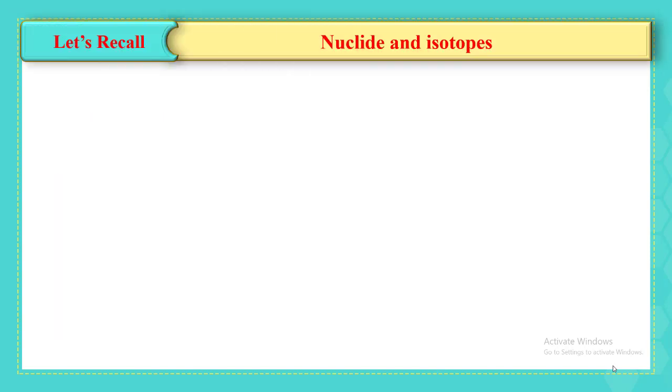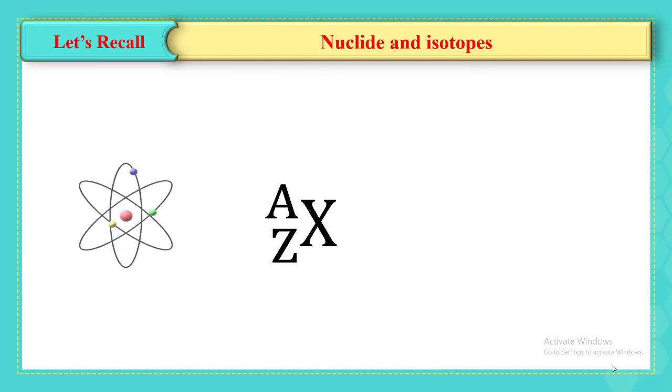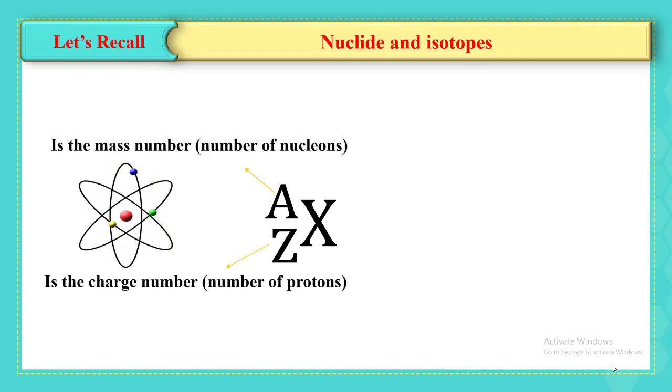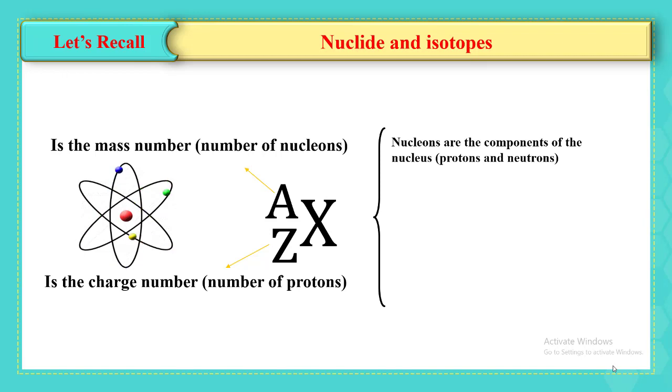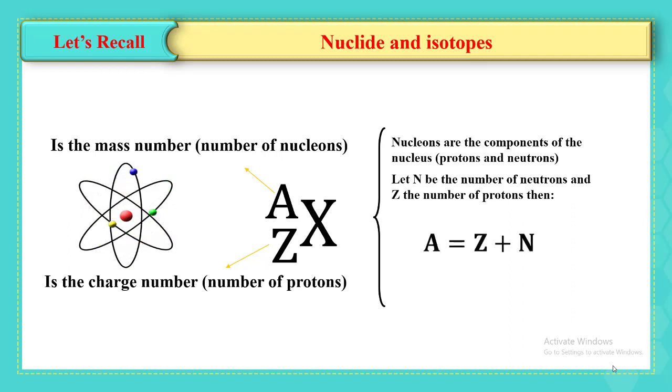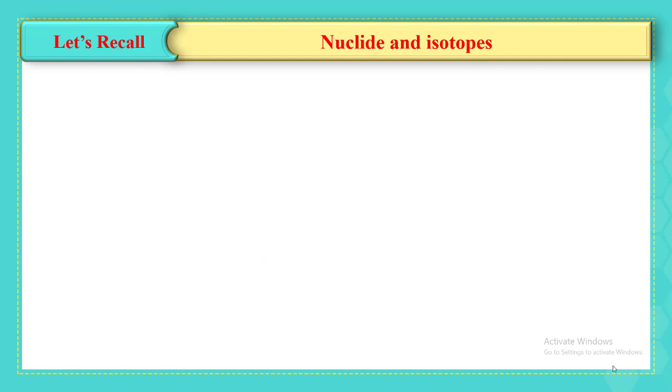As we know, the atom is symbolized by X with Z and A, where A is the mass number and Z represents the charge number, or the number of protons in an atom. Also, each proton or neutron is defined as a nucleon, so we can say that A represents the number of nucleons in an atom and it is defined as the sum of Z plus N, where N is the number of neutrons.